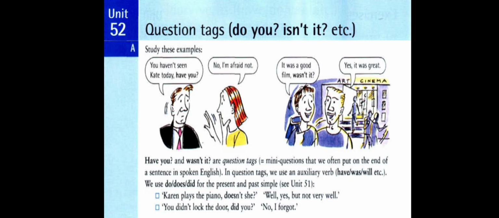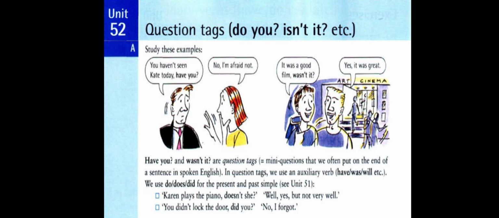Here the statement is positive, plays. The verb is positive, plays. So we use does, because in the present simple with s we use does. And plays is positive, so we use does in the negative. So it becomes doesn't she, and we have a comma, then doesn't she, negative, and the question mark. The answer comes: well, yes, but not very well.